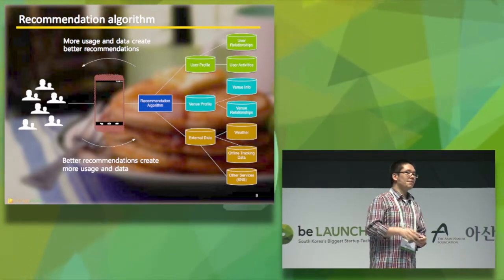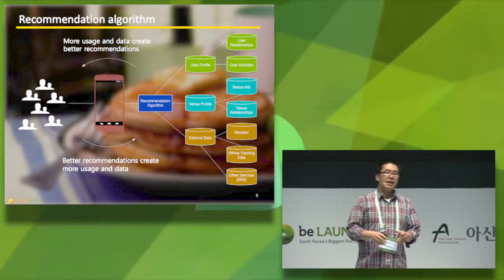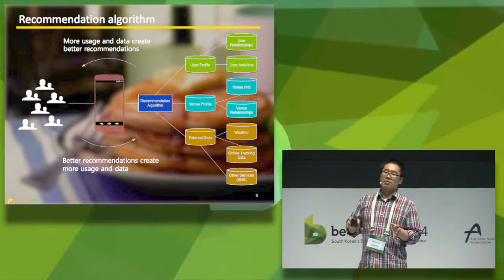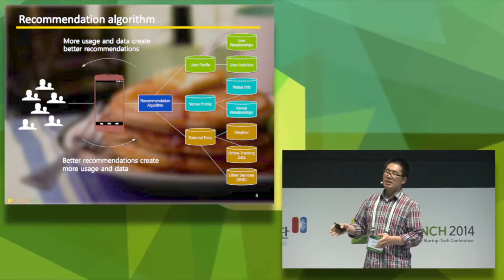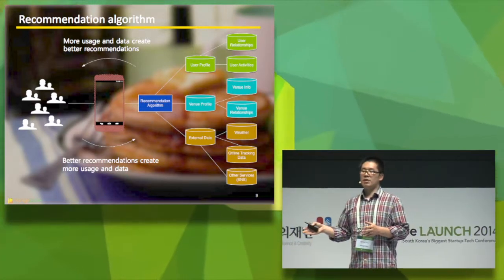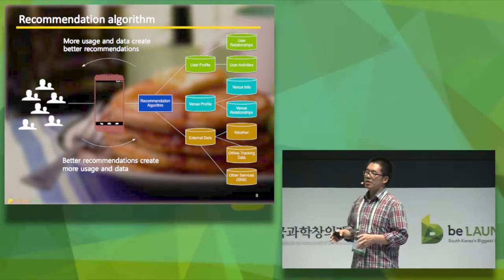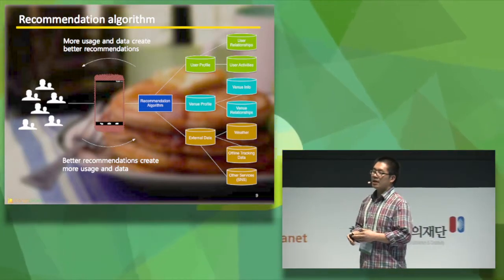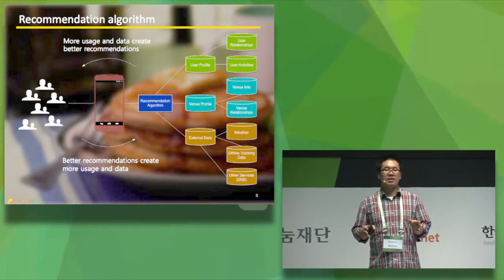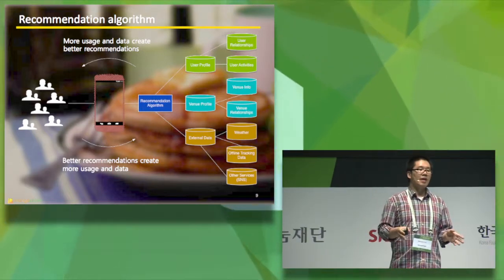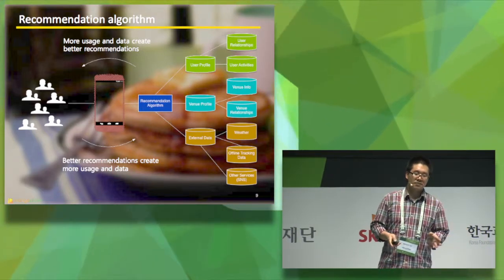The second is venue profile. It keeps track of all the data about restaurants, their cuisines, addresses, and parking information. Also, the relationships between restaurants. Lastly, external data. It houses all the information, such as weather and other social network services.